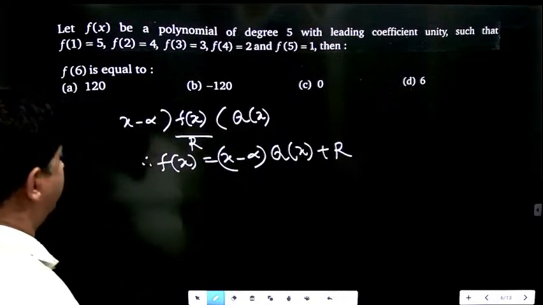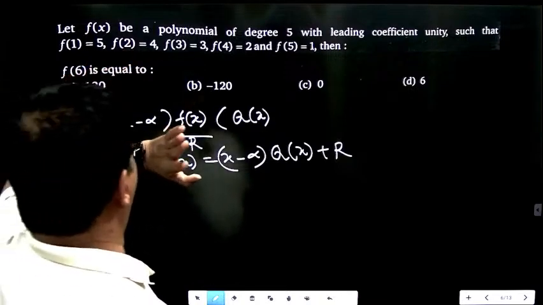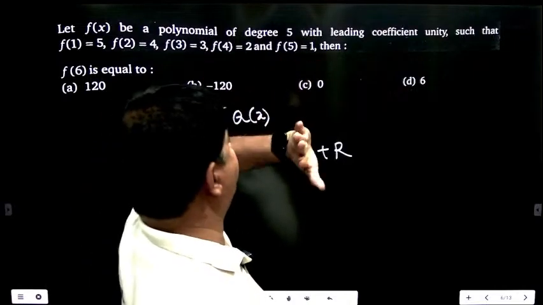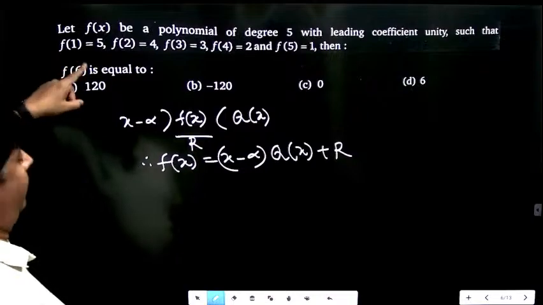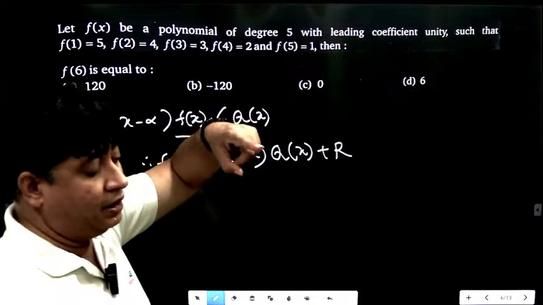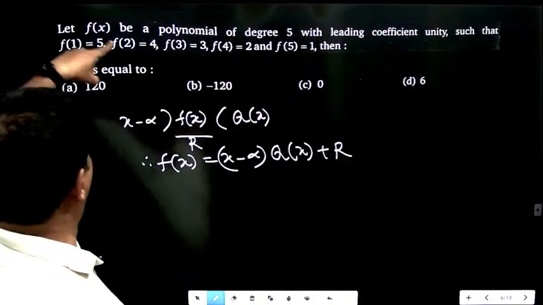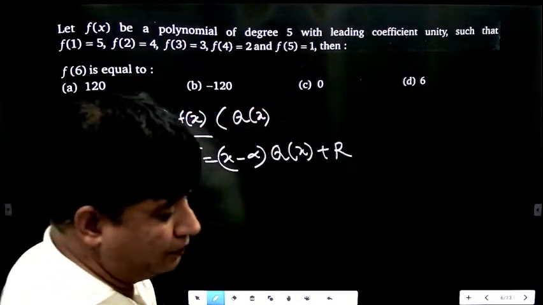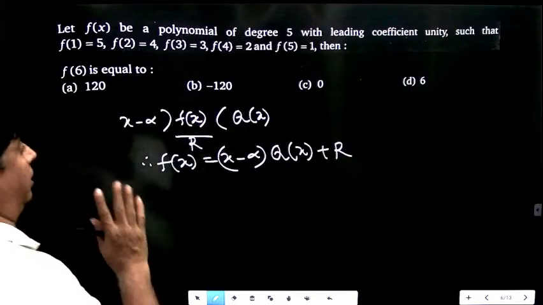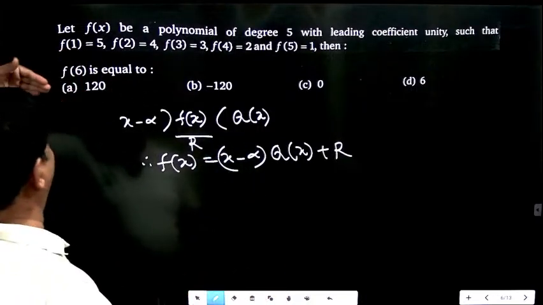Now, here it is given f1 is equal to 5, f2 is equal to 4, f3 is equal to 3, f4 is equal to 2, f5 is equal to 1. So, x's values are increasing and y's values are decreasing with reverse rhythm. 1, 2, 3, 4, 5, 5, 4, 3, 2, 1. Yes or no? So there is one relation. There is a relation behind the screen.